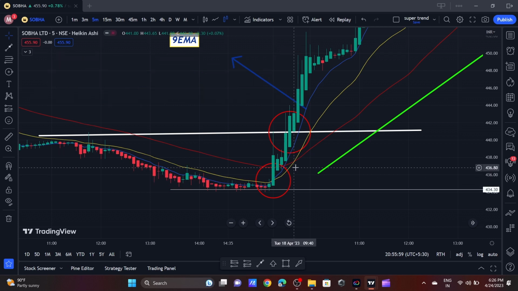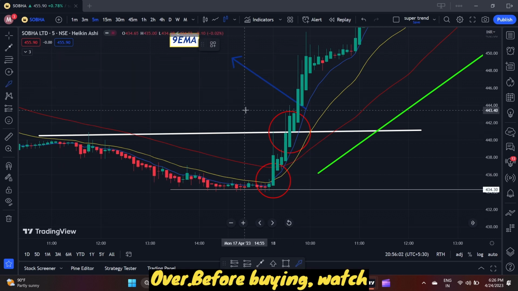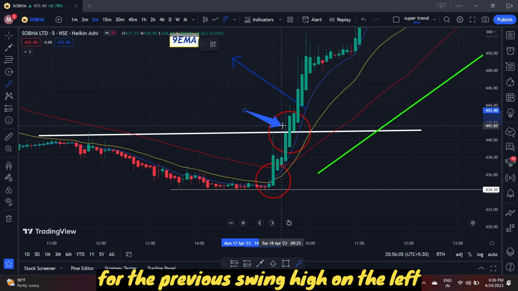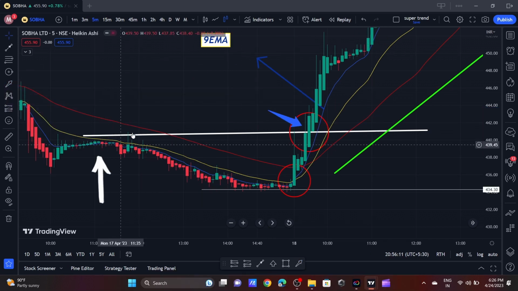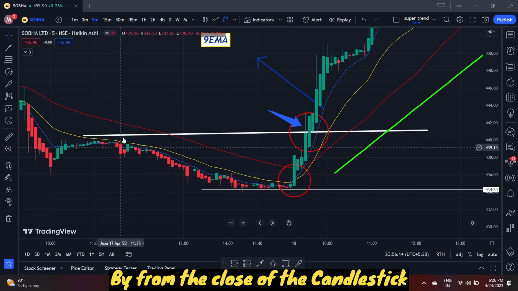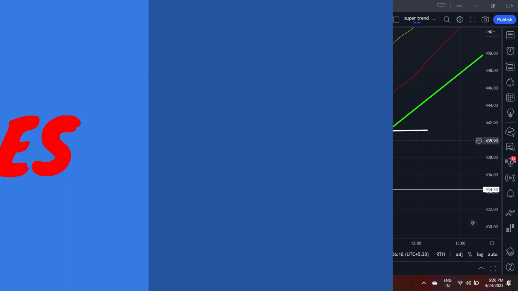Step number 4. Before buying, watch for the previous swing high on the left side. We should only buy from the close of the candlestick that breaks the previous swing high.